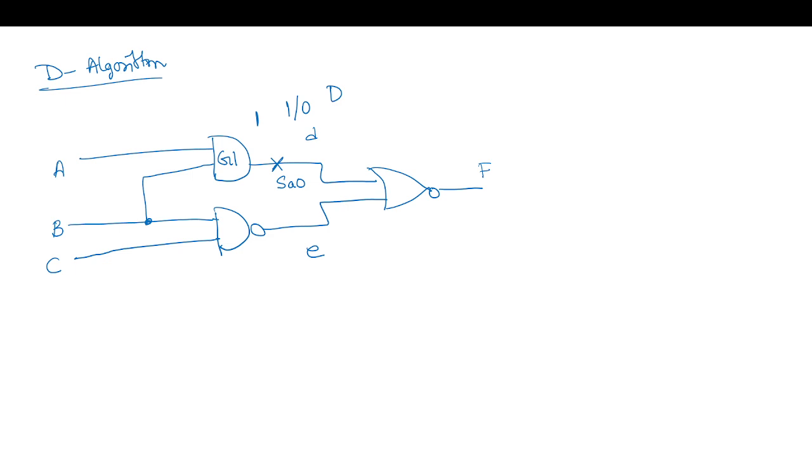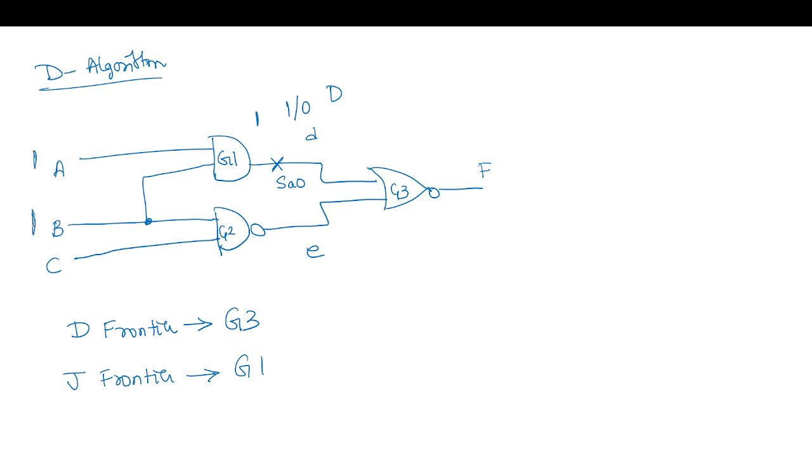Now let's see what is in the D frontier. If we consider this to be G2, G3, only path is through G3. And what we have to justify? J frontier. But to excite the fault, G1 has to be justified. What is G1? It has to be 1. So this and this need to be 1.